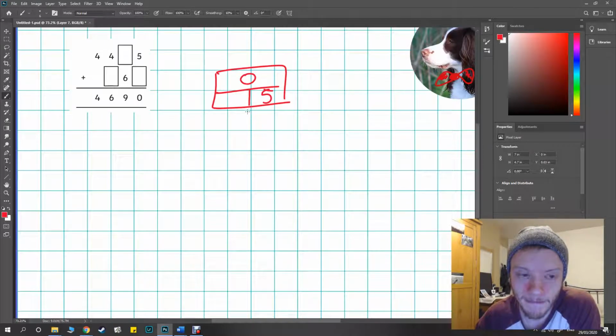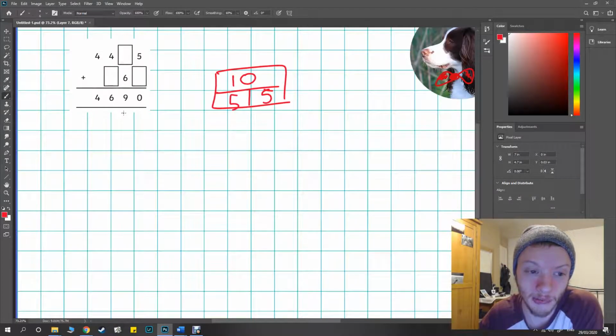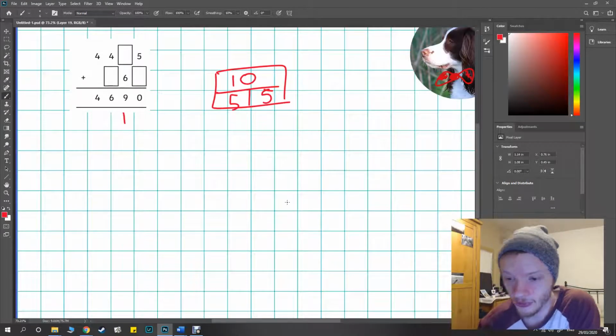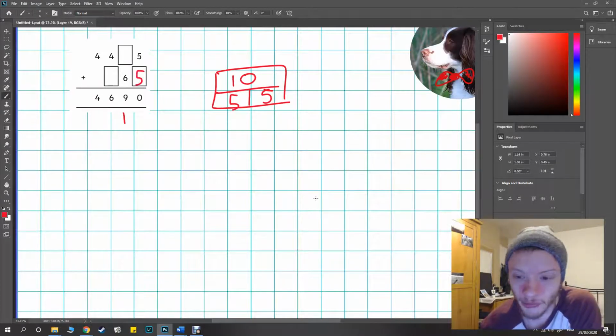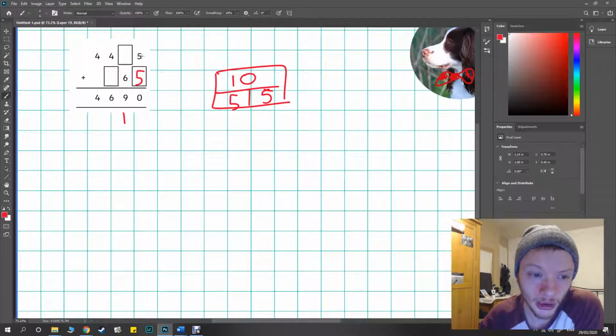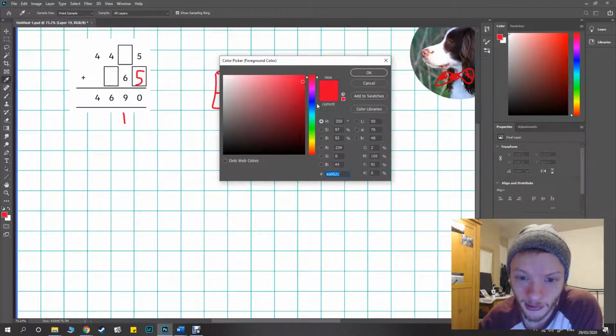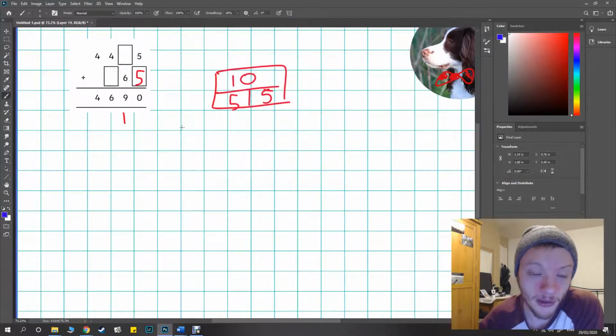Once again, I can't be taking away. I have to add something to a 5 to get a number that ends in a 0. Well, the closest number that ends in a 0 is going to be 10. So that's got to be 10, isn't it? Which makes it 5. So I'm going to put my 1 underneath to carry and my 5 in the box. There we go. Change colour for the 10s. Let's have a look. That one can be blue.